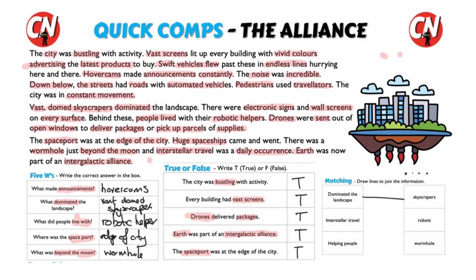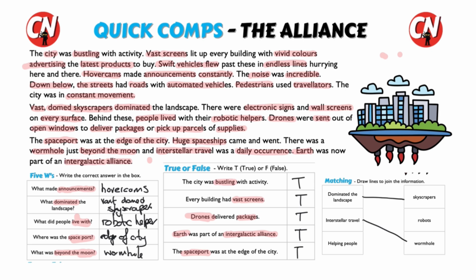Job done. You'd use a ruler probably. Interstellar travel. Is that linked to robots or wormholes? So let's read. We've got interstellar travel. There was now a wormhole just beyond the moon, and interstellar travel was a daily occurrence. So they're linked. We're matching them up together. And then that leaves me one.